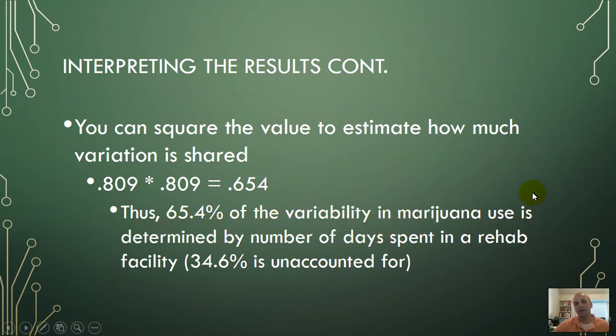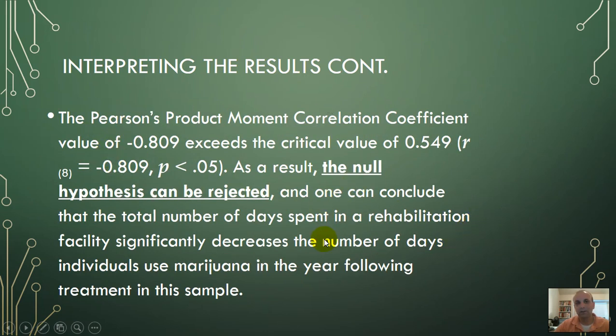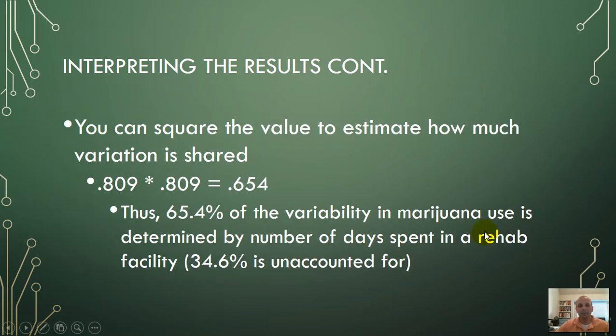65.4% of the variability in marijuana use is determined by the number of days spent in rehab, all right? So essentially 65% of the variation that is associated with marijuana use is explained by the number of times somebody spent in a rehabilitation facility. And 34.6% is unaccounted for. This minus 100 is 34.6%. Hopefully that makes sense. That would be really the only logical extension that you can add on to this interpretation of your results here, okay? Hopefully all that stuff makes sense.